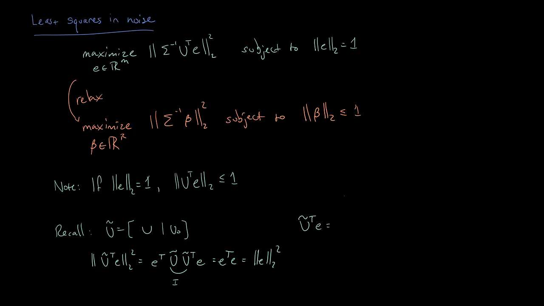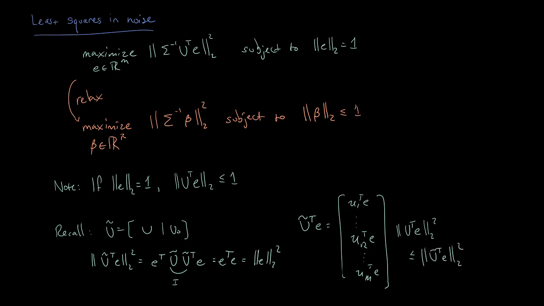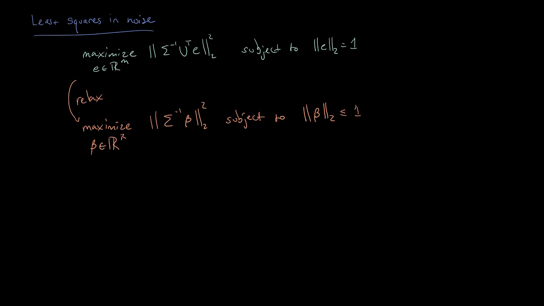Now, let's look at U tilde transpose E. What is U tilde transpose E? It's just the inner product between U1 and E, U2 and E, all the way up to UR and E, all the way up to UM and E. Now, U transpose E is just the first R elements in this vector. And so when we take the norm of this, we're just adding up the squares of all of these entries. The norm of U transpose E has to be less than or equal to the norm of U tilde transpose E, which is just the norm of E, or 1. So we can show that the norm of U transpose E is less than or equal to 1 here. And so the bottom line is that this relaxation makes sense.